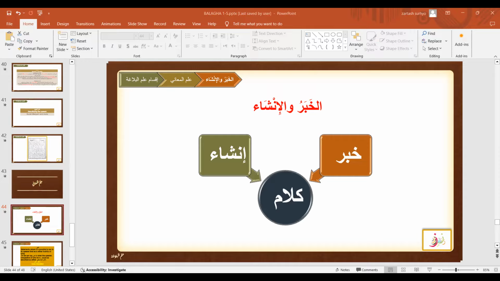So here, as I mentioned, kalam in Ilmul Balagha is of two types. Whatever we say can be khabar or it can be insha. The term khabar in Nahu is like in Jumla Ismiya, we have the mubtada and the khabar is the predicate. But in this science Ilmul Balagha, as I mentioned, it is completely something else. So we'll see what is khabar in Balagha. Let's see.